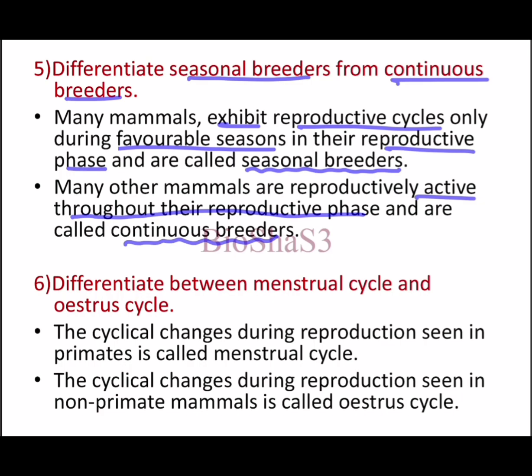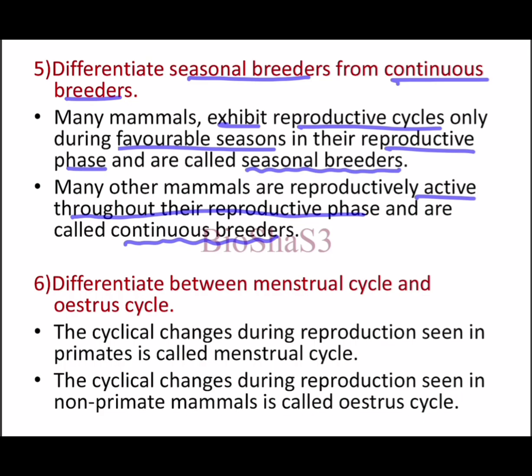So continuous breeder means here there is no relation to any season. It doesn't have any significance of any season. All the time of the reproductive phase they are active. Continuously they are active and they are breeding. So they are called continuous breeders.